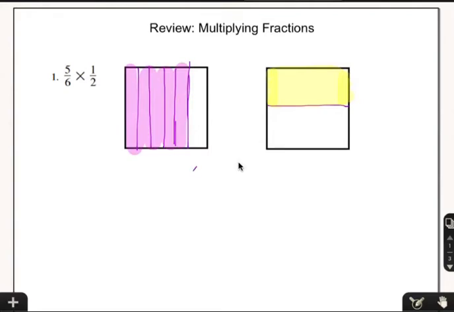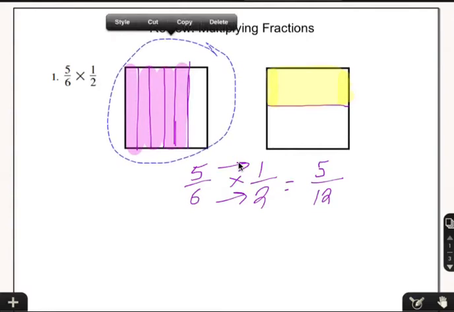So what we know mathematically is that 5/6 times 1/2 means I'm multiplying my numerators together and I'm multiplying my denominators together. So 5 times 1 is 5. 6 times 2 is 12. So my solution should be 5/12. Now let's use our picture and double check.